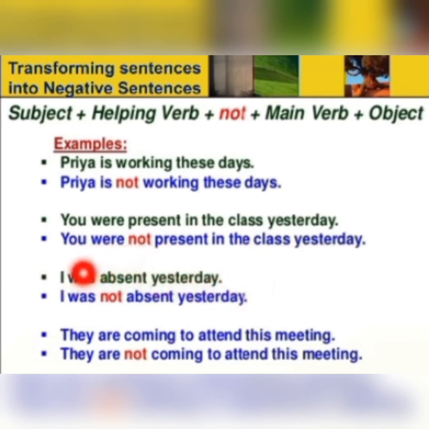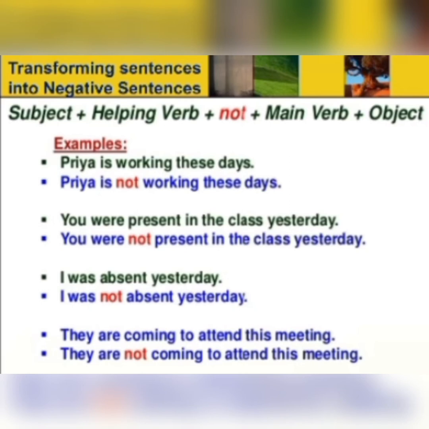So in between the helping verb and the main verb, I have put not, and I have converted this sentence into a negative sentence. They are coming to attend this meeting. They are not coming to attend this meeting.